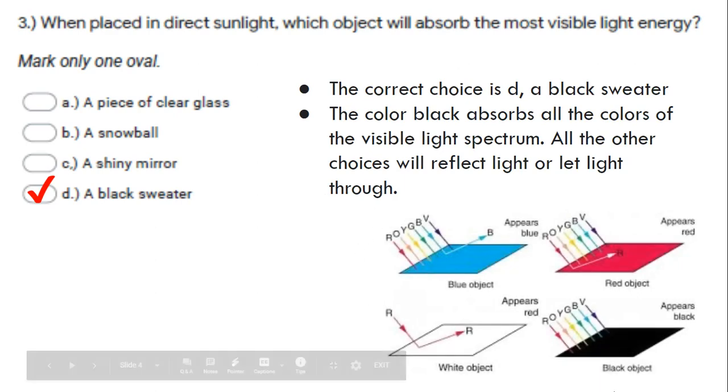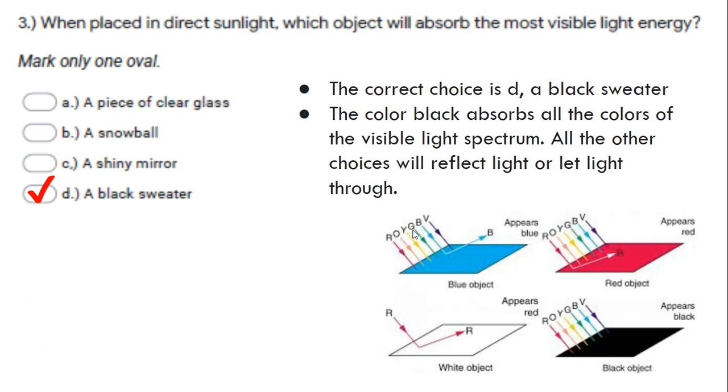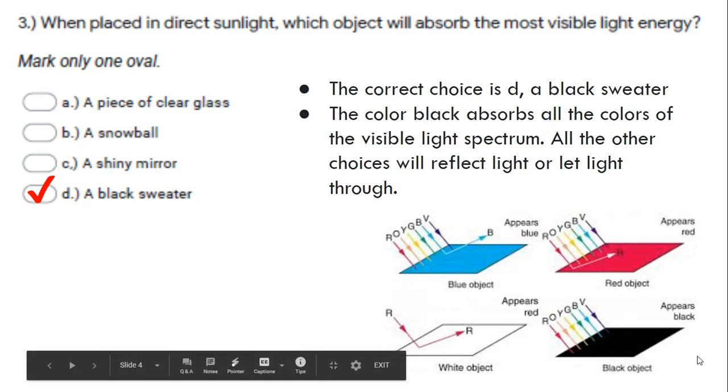Right, if we take a look at this, here's a black object. A black object will absorb every wave of the visible spectrum, while a white object will reflect all visible light. A blue object will absorb everything but blue, and a red object will absorb everything but red, but a black object will absorb all visible light energy.